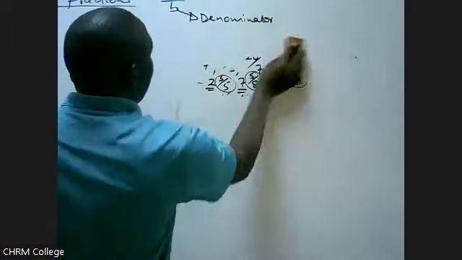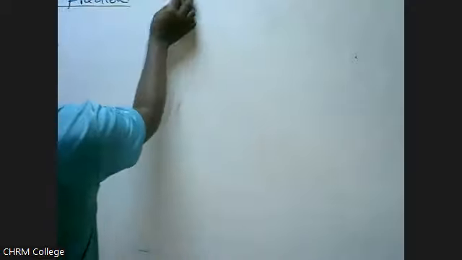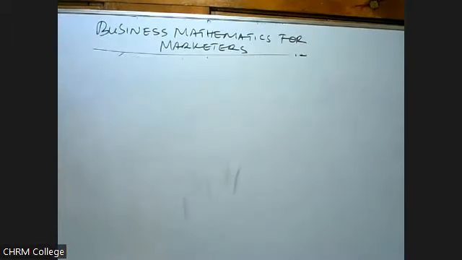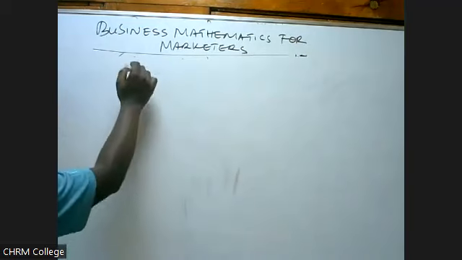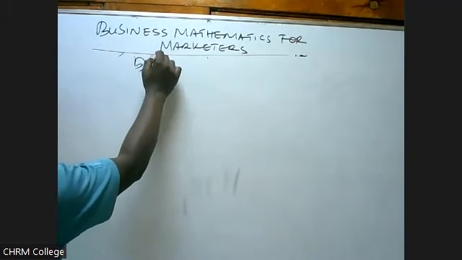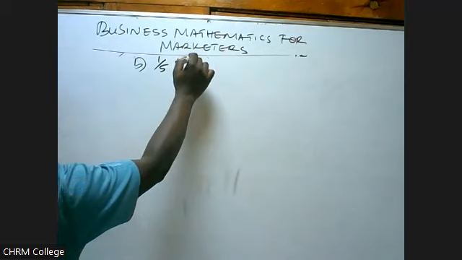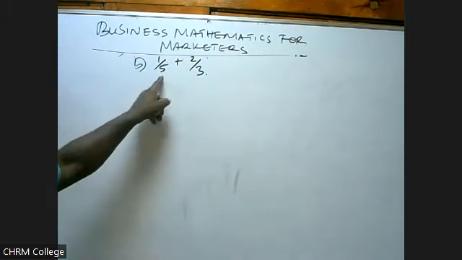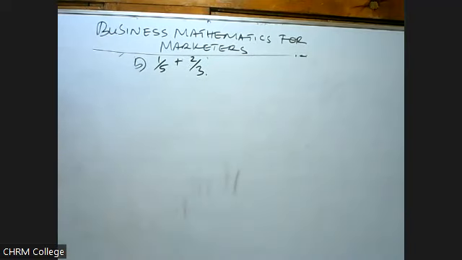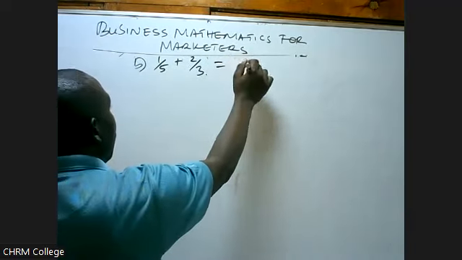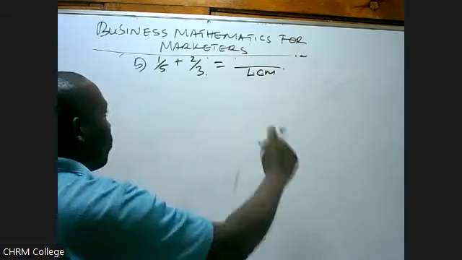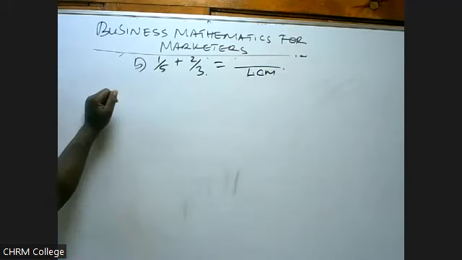The second case is the case where the denominators are not the same. For example, you have 1 over 5 plus maybe 2 over 3. The denominators are not the same. In that case, you need to determine the LCM. The denominator will be the LCM of these denominators.